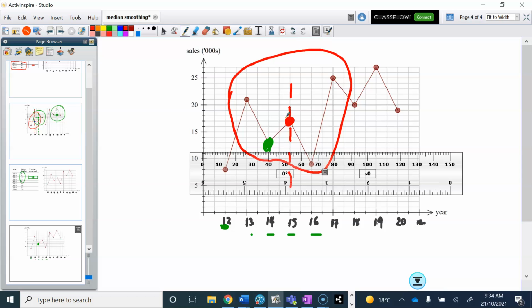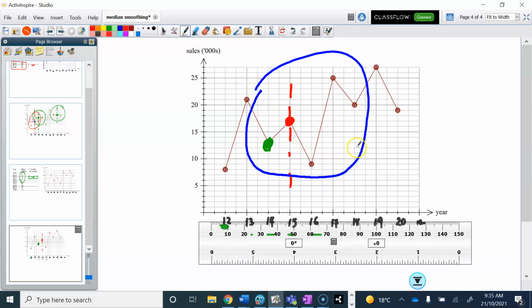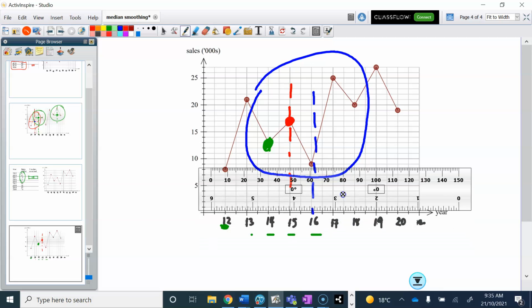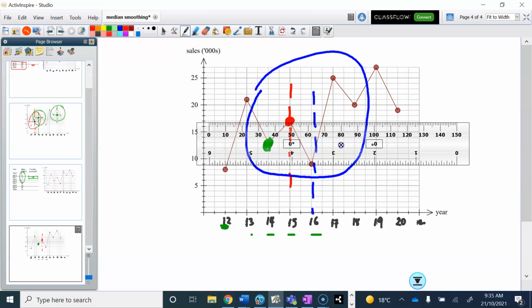Okay, if I want to try one with the next 5, let's do that in blue so it's a different colour. I'm looking at now 1, 2, 3, 4, 5, so I need to label them. So they're the 5 I'm interested in this time. Horizontally, I know it's in line with this point, 2016. And then with my ruler, 1, 2, 3. So it's in line with that red point there.